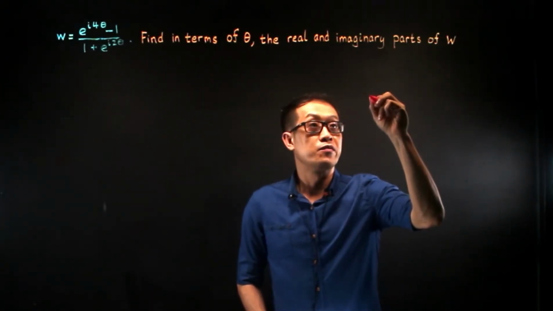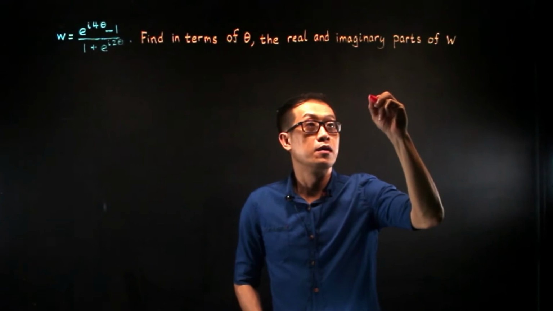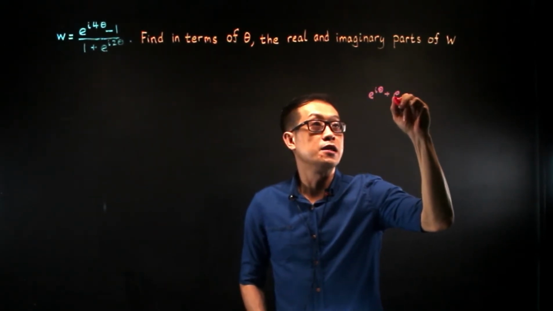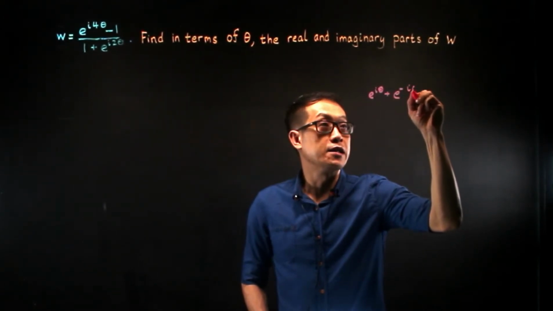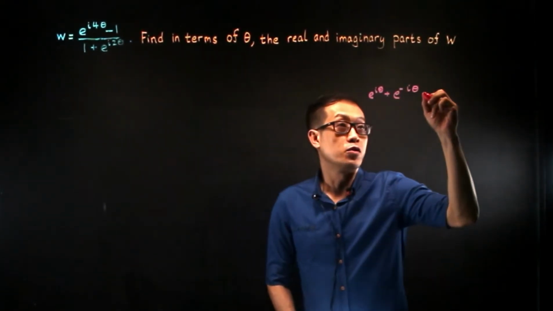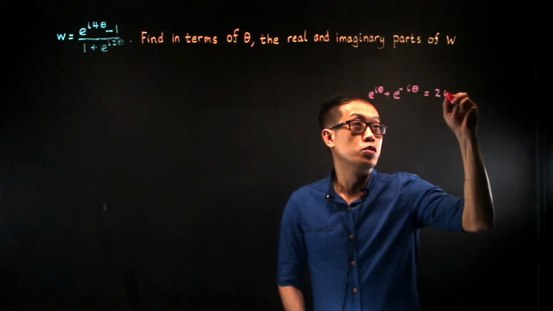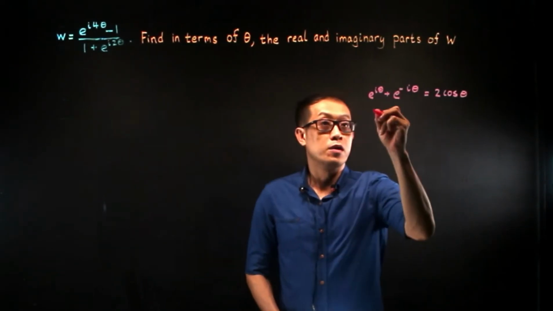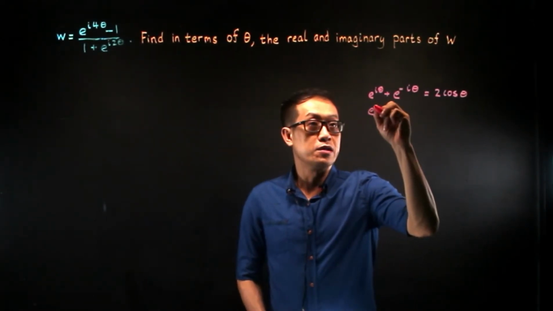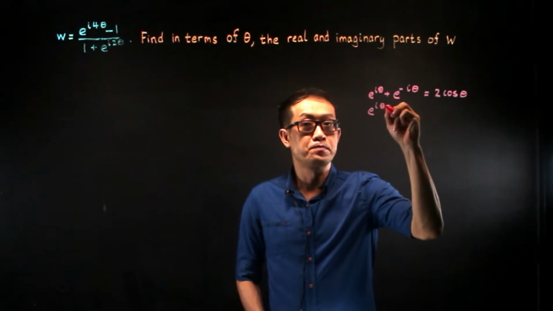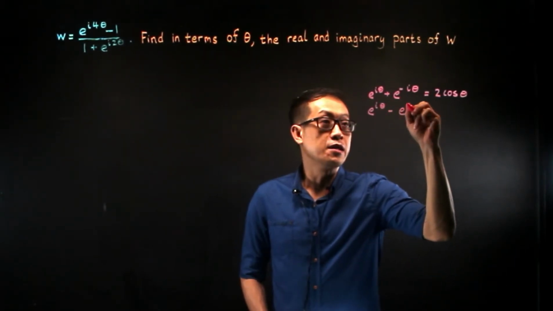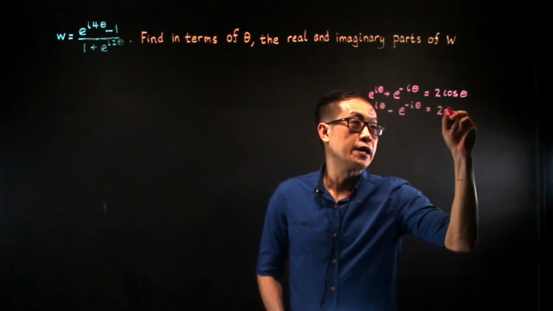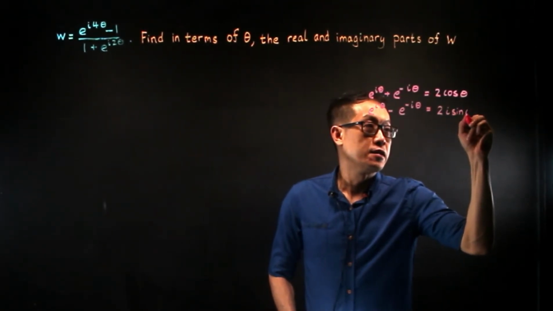Now, first you have e^(iθ) plus e^(-iθ). This is equal to 2 cos θ. Now if e^(iθ) minus e^(-iθ), you will get 2i sin θ.